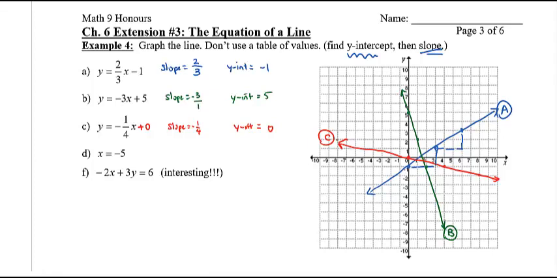Now let's do some funky ones. What about x equals -5? This is a review actually from grade 9 stuff. Hopefully you remember. This is what type of line? Yeah, it's actually a vertical line. Think about what this is saying. Where is x equal to -5? Right here. Where else is x equal to -5? Here, and here, and here. Notice they're all points on this vertical line. So that's the answer to D.